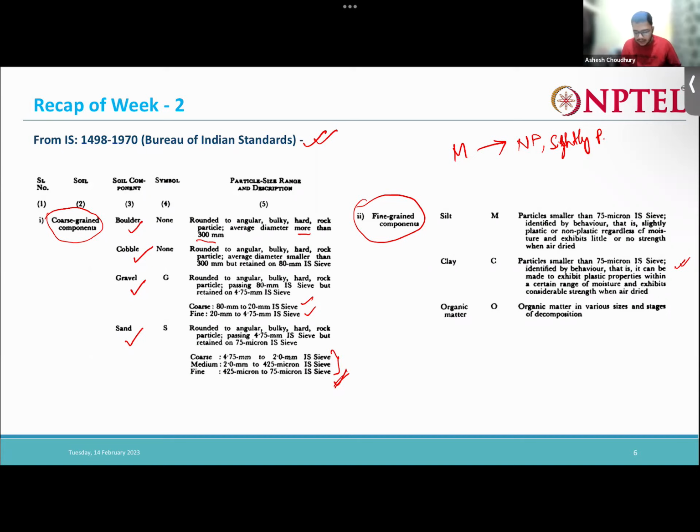Now, then we have organic matter. Organic matters are also fine grained components, but the main thing that distinguishes organic matter is their color and smell, because it's made up of organic components like trees that get decomposed, and so organic soils are formed. Organic soils are mostly black in color, very black, dark colored, and they also have a distinct smell. So this was all about the main broad types of soil.